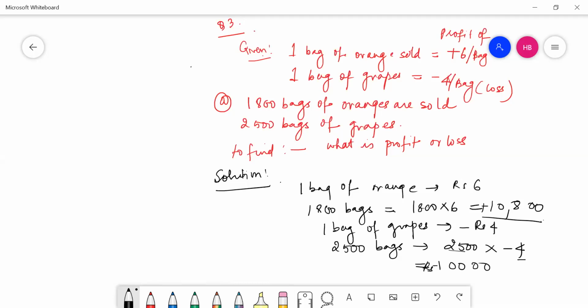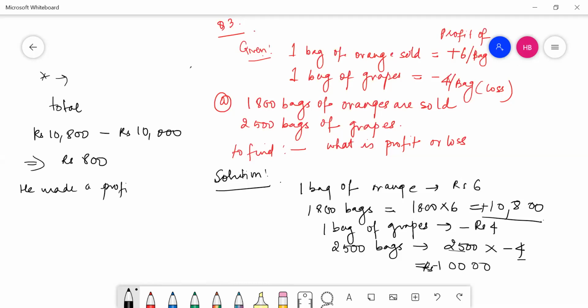So now I'm just continuing this side. Total will be rupees 10,800 minus rupees 10,000, right? Because the signs are different, I'm going to subtract. So I'll get rupees 800. Because my answer is positive, that's why it's a profit. So he made a profit of rupees 800. That is your answer for the A part.